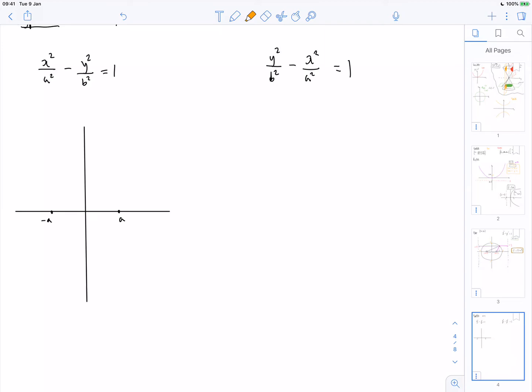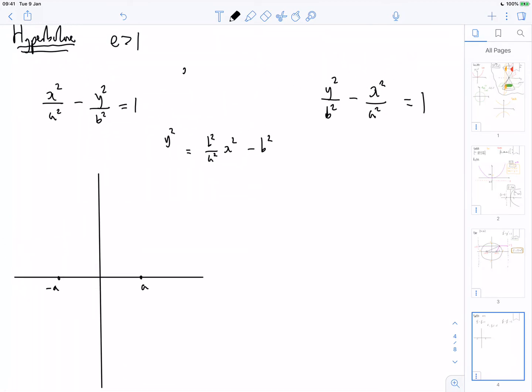Next up, if I add y squared over b squared to both sides and subtract 1, I get y squared over b squared equals x squared over a squared minus 1. And if I multiply both sides by b squared, then I get y squared equals b squared over a squared x squared minus b squared.